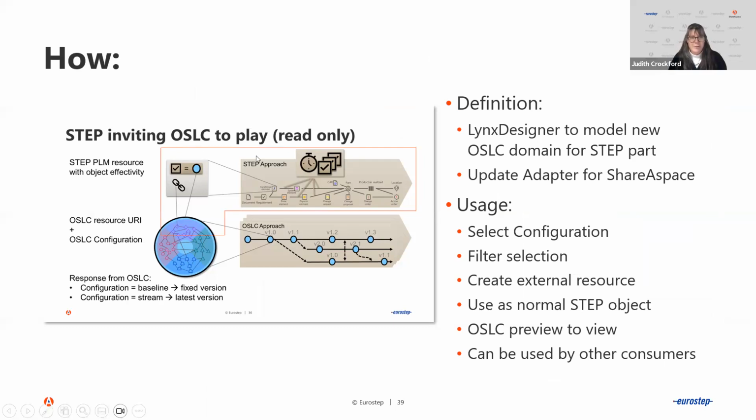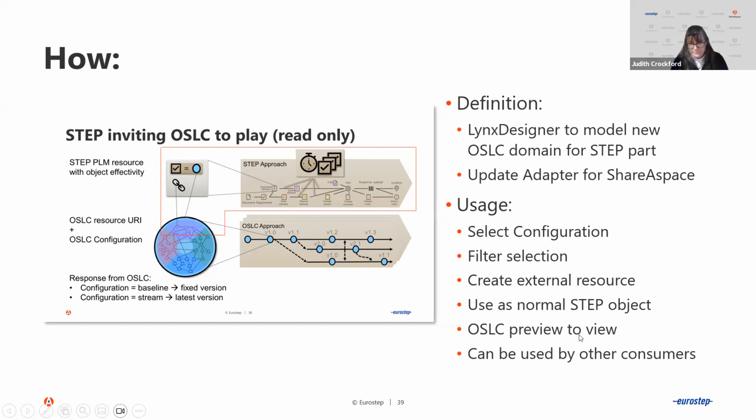So going back to this picture here, the first thing we did was use Links Designer to make STEP parts, and then we updated the adapter, and then we used it. So you select that configuration, which is this piece at the top. That then filtered the selection. You selected the resource, which creates this little object inside ShareSpace, and then I can just use it as any other STEP object. You can preview the content, and it can be used by other consumers.